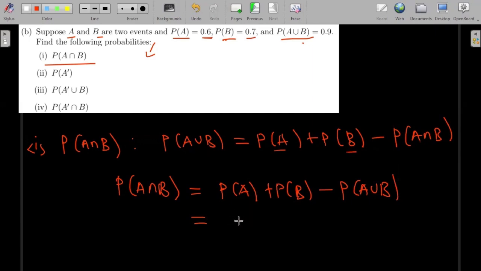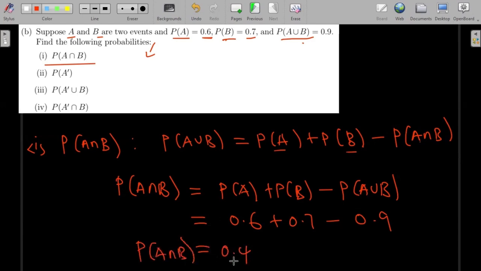Now we just replace with the probabilities. The probability of A is 0.6 plus the probability of B, which is 0.7, minus the probability of A union B, which is 0.9. So what is this? You just punch that on your calculator. It's going to give me 0.4. So the probability of A intersection B, I've found it to be 0.4. So here I can write 0.4. Okay, so that's the probability there.